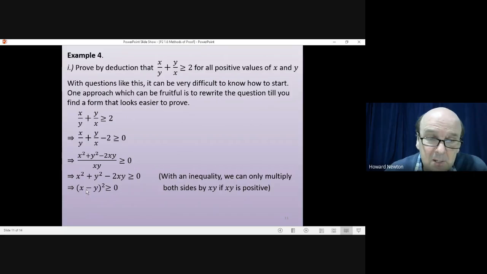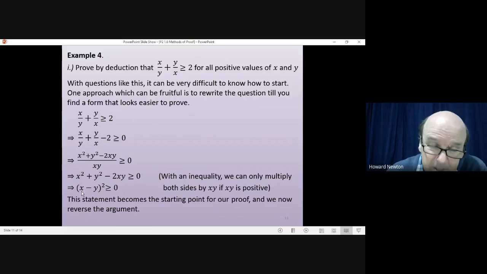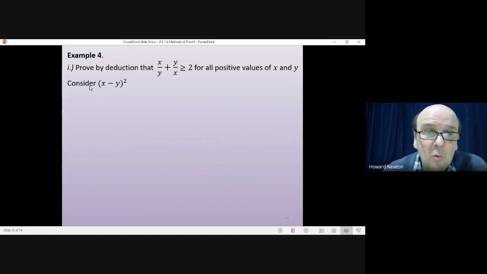So whilst this statement at the beginning was not obvious, what we've done is do algebraic work on it until we've managed to get to a statement that is obvious. And now what we do is we use this statement as the starting point for our proof. And we reverse the whole argument, going back one step at a time till we get back to the beginning, which is what we actually want to prove. How does that happen? So we consider x minus y squared.